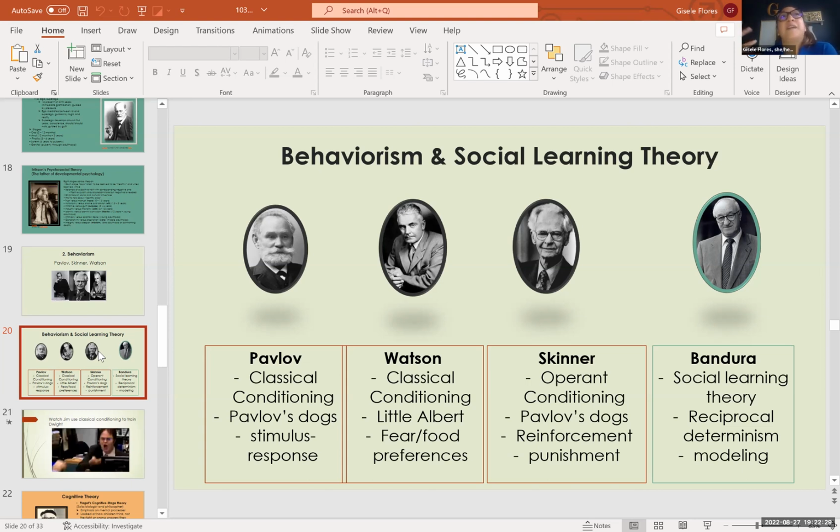So it made him think, oh, can I use something else to condition? Can I use something else as the stimulus to that response? And so he started ringing a bell, and he recognized that the dog started to associate the bell with food. And so they would start drooling as soon as they heard the bell.